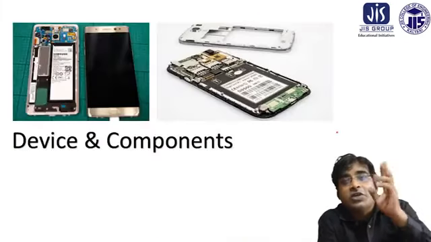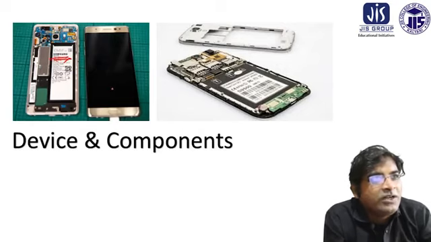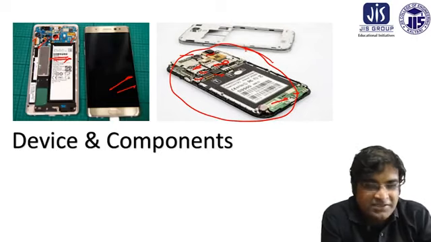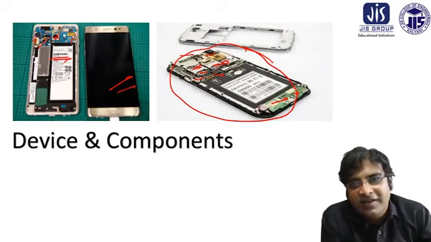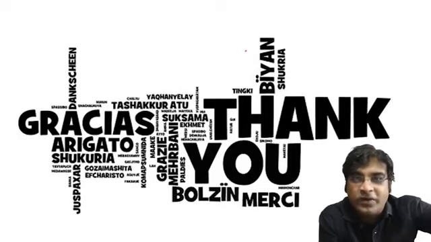Now go to this slide. You see there is a Samsung mobile phone, it is a device. Inside of this there are several items, and all the items are actually components, and by these components this mobile phone is made, that is a device. So by using electronics components a device is made, that is the electronics device, and this is the actual difference between the device and the component. So thank you very much, and thank you for watching.